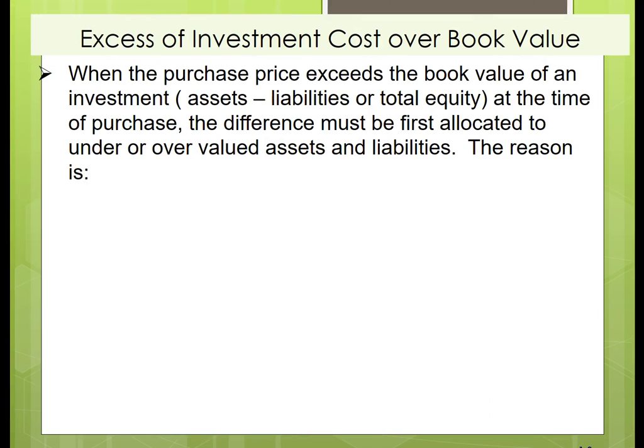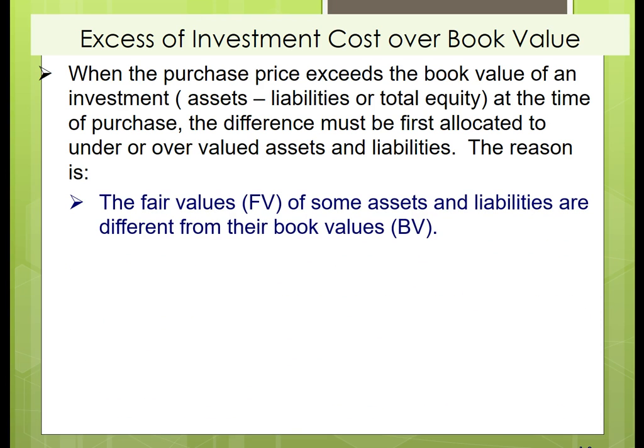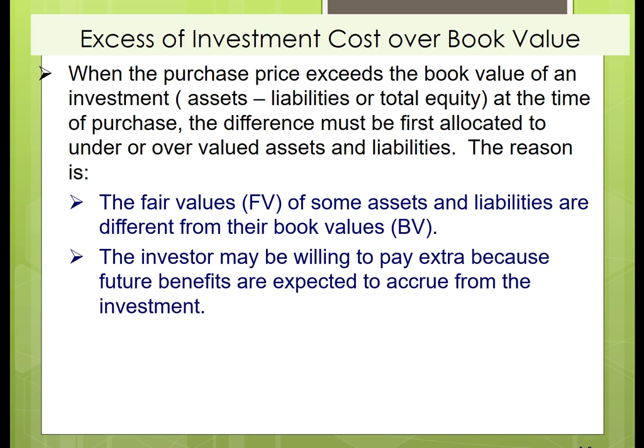When the purchase price exceeds the book value of an investment, assets minus liabilities or total equity at the time of the purchase, the difference must first be allocated to under or overvalued assets and liabilities. The reason is fair value of some assets and liabilities are different from their book values. The investor may be willing to pay extra because future benefits are expected to accrue from the investment.